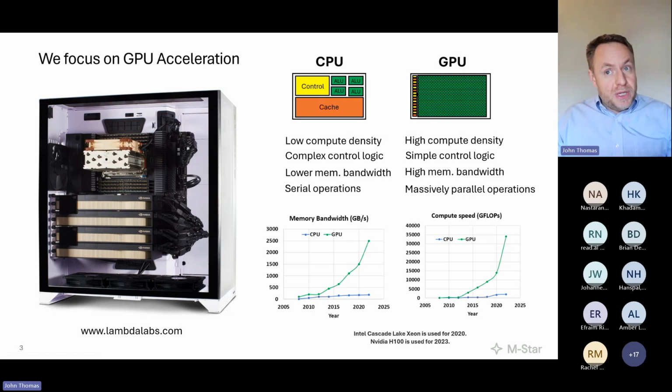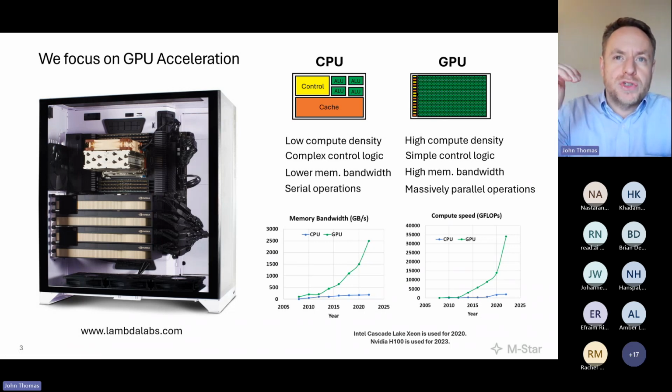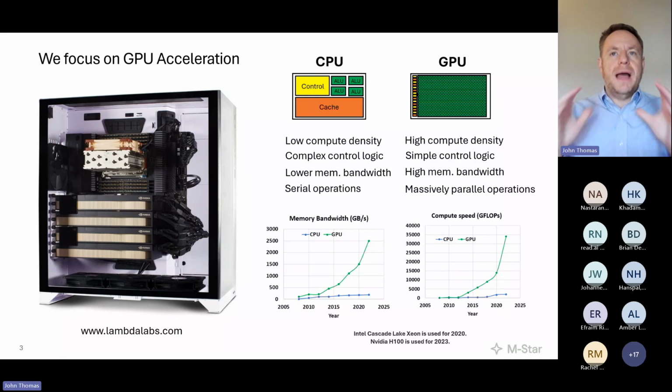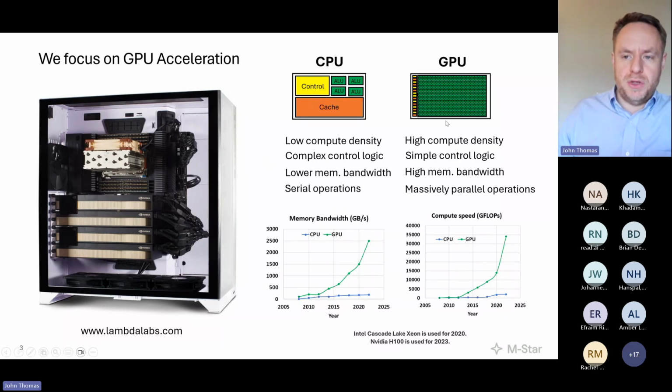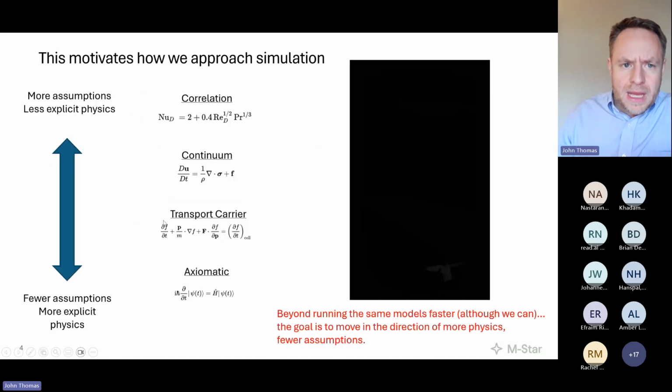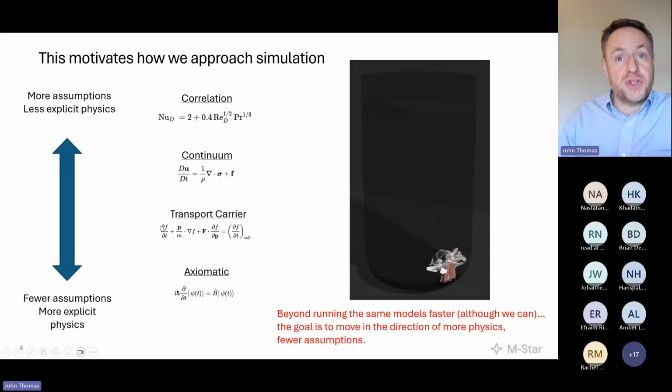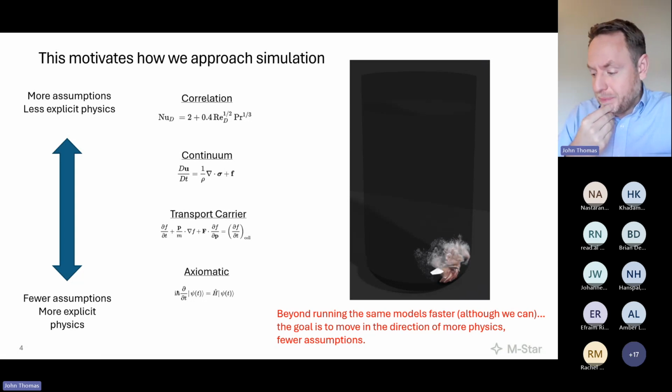And so running on GPUs that you can snap into your motherboard can present multiple orders of magnitude improvement in speed, right? And I don't want you to hear, oh, it's 10 to 20% faster. No, it's hundreds of times faster when you run on a GPU compared to similar physics run on a CPU. This changes how we approach simulation. Again, I give this slide quite a bit.